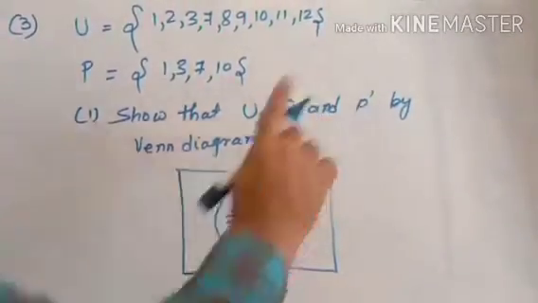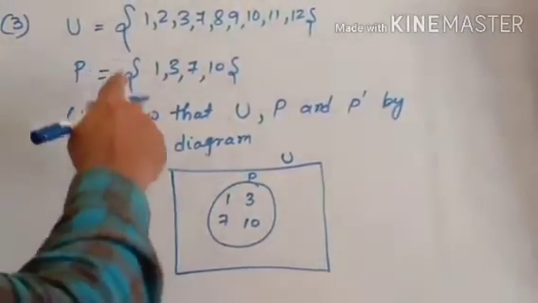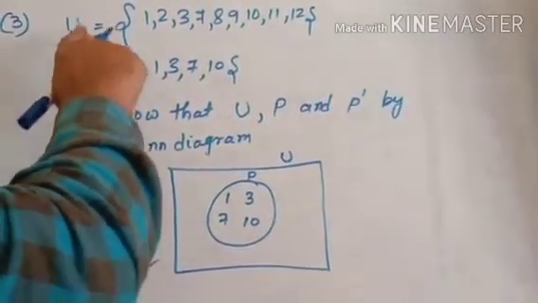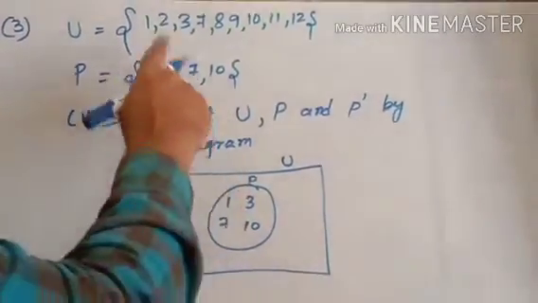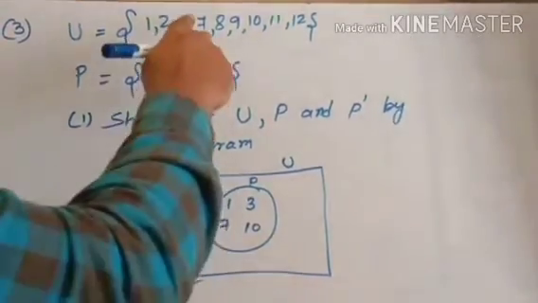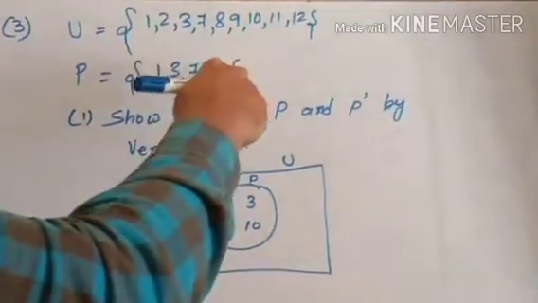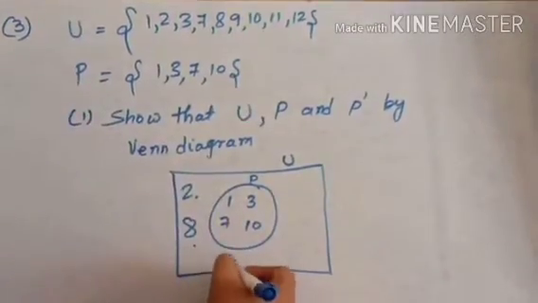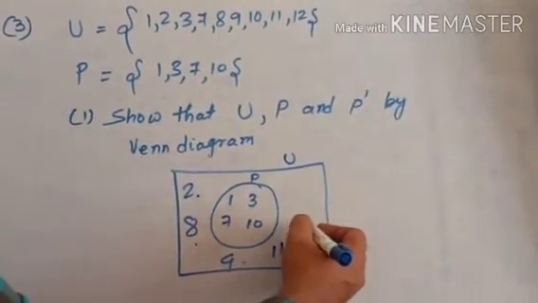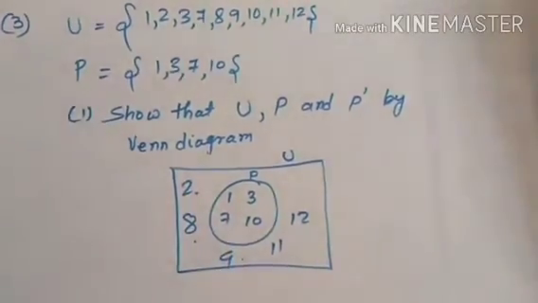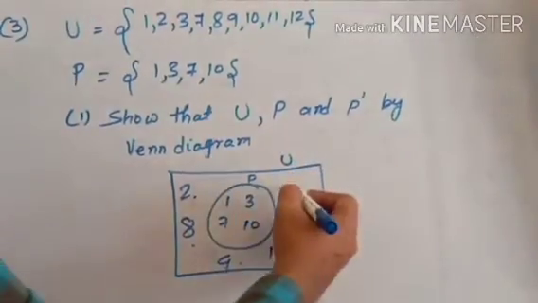And after that we also draw P complement. For P complement we just see what is left in U after deducting the elements of P. 1 is gone, 2 left, 3 is gone, 7 is gone, 8 left, 9, 10 gone, 11 and 12. All this is what? 2, 8, 9, 11, 12. All this is P complement.